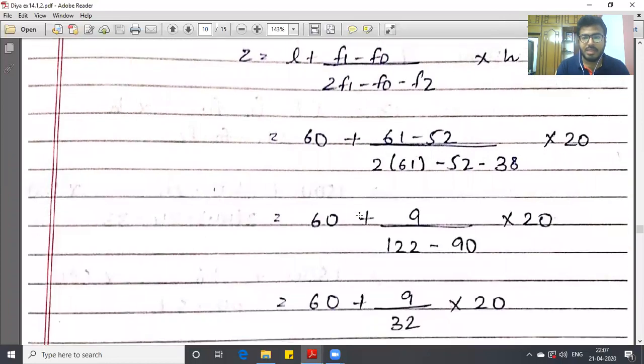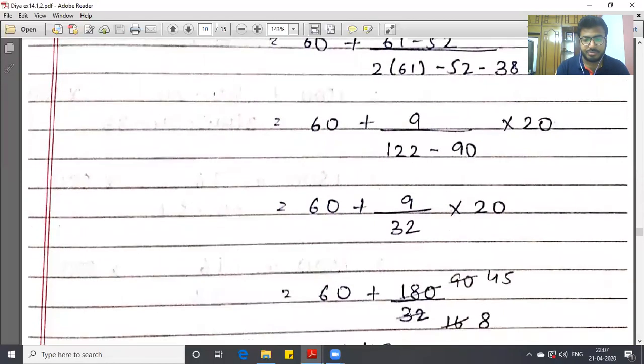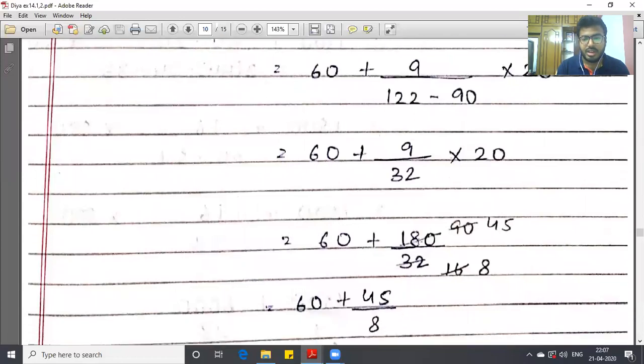Then basically it is the same method. Okay, now 61 minus 52, first do that. 61 minus 52, that is 9. 2 into 61, how much is it? 122. Minus 52 minus 38, add it, you'll get minus 90, into 20. Now 122 minus 90, that is 32. So then you're doing this calculation. Okay, you can cancel directly by 2 from here. There's no need, you can do it any way, your wish.